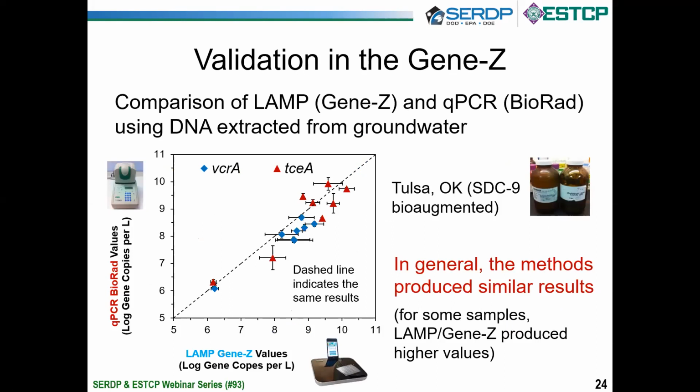We also compared quantitative PCR to LAMP using 2 different detection methods. This time we used DNA extracted from groundwater at a site previously bioaugmented with SDC9. We compared qPCR in the Bio-Rad to LAMP in the GeneZ. And as I mentioned before, the GeneZ is a device developed to be a low-cost analytical instrument for LAMP. LAMP in the GeneZ is shown on the x-axis, and qPCR in the thermal cycler in the Bio-Rad is shown on the y-axis. The results for VCRA are in blue, and those for TCEA are in red. You can see, in general, the 2 methods produce similar results, with the LAMP GeneZ generating higher values for some samples.